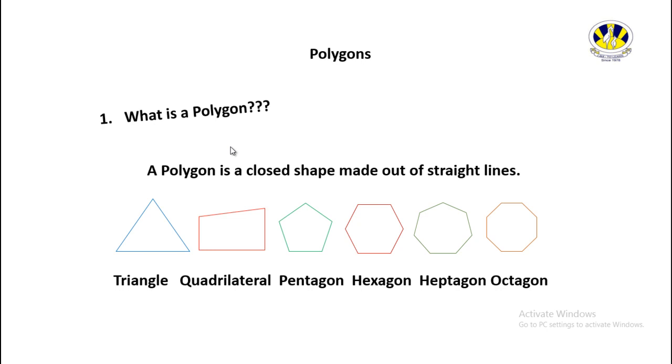Have you seen this? You can see all these figures are made out of straight lines and all the lines are connected. So these are called polygons. The smallest polygon, which has 3 lines, is the triangle, and a quadrilateral has 4 sides, the pentagon has 5 sides, hexagon has 6, heptagon has 7, octagon has 8, and so on. We will move on a little further.